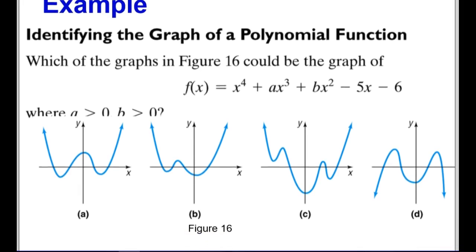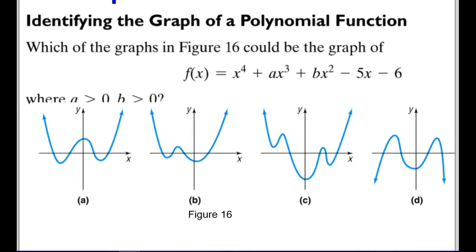Okay, so now let's look at this. Which of these graphs could be x to the fourth plus ax cubed plus bx squared minus 5x minus 6? So I see that a is greater than 0 and b is greater than 0 as well. Okay, so I can look through these, and first I want to determine my end behavior.